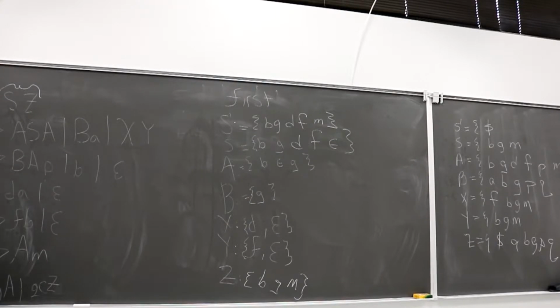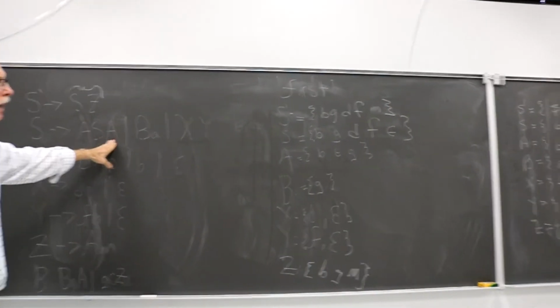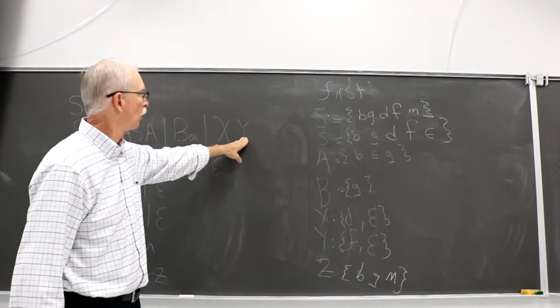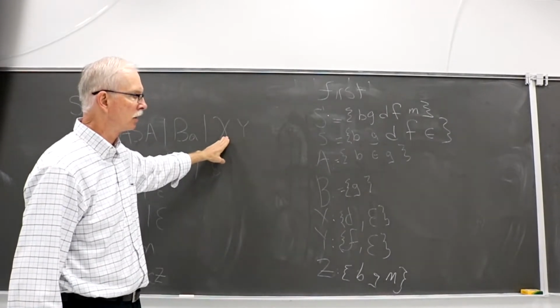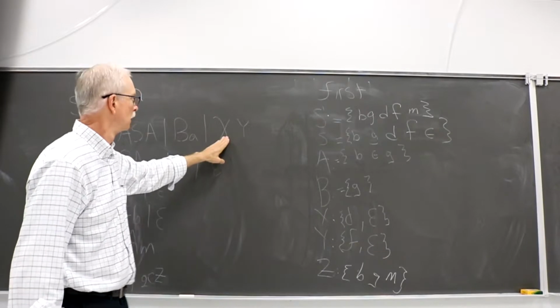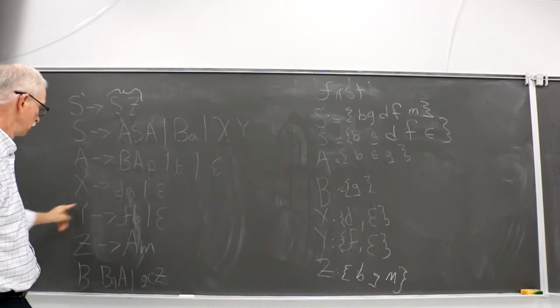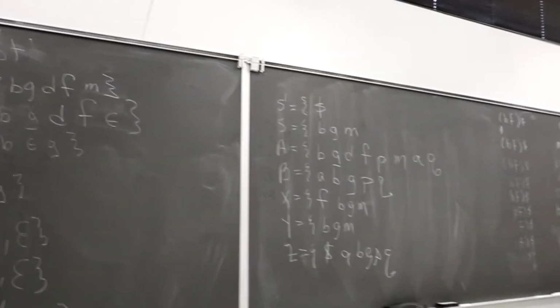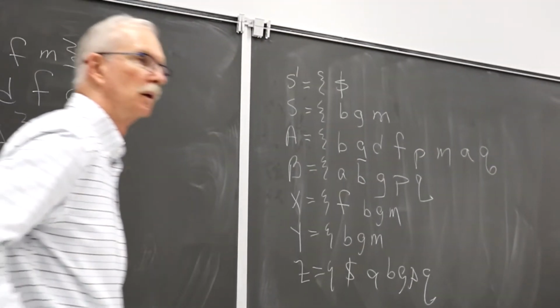Okay, iterate. The follow of S prime is in the follow of Z. Z can't go away. The follow of S is in the follow of A. The follow of S is in the follow of Y. Y can go away. The follow of S is in the follow of X. The follow of B is in the follow of A. The follow of B is in the follow of Z. I think we have it. Questions?